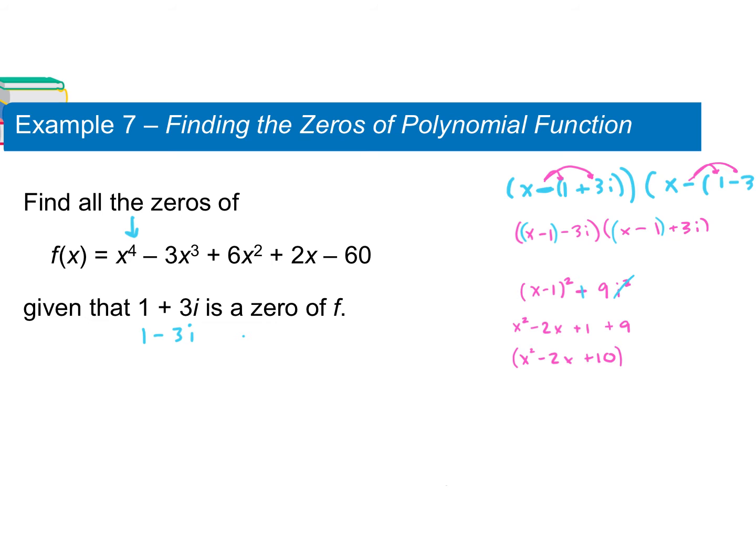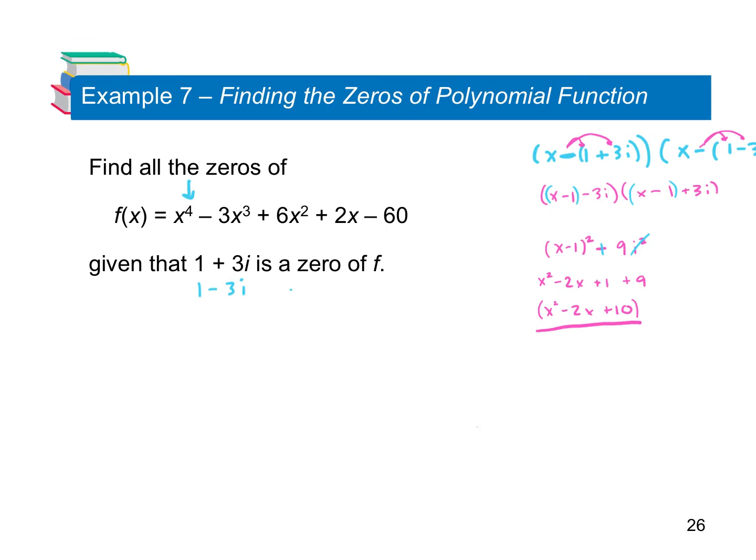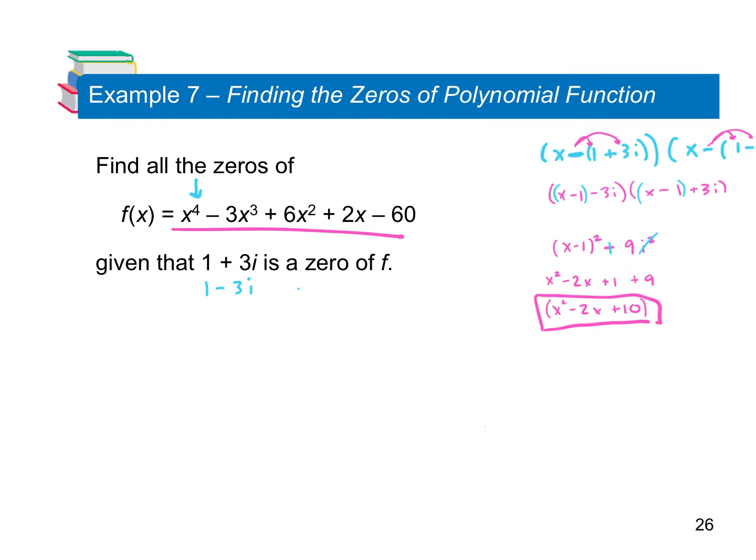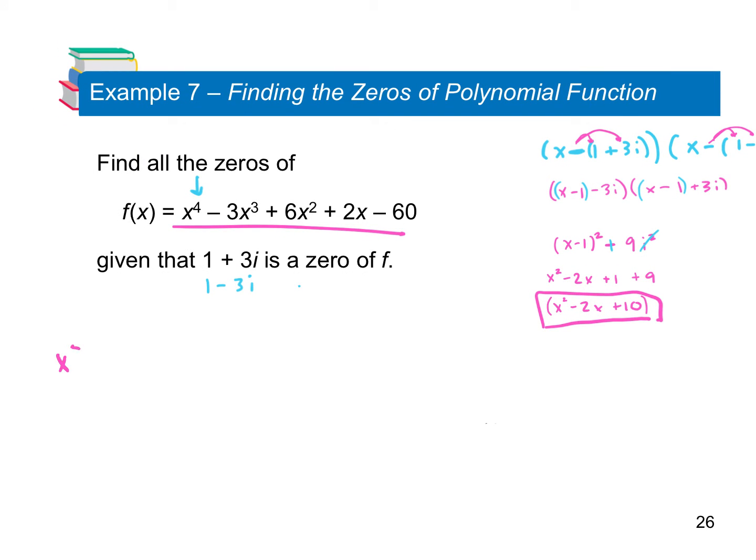Any idea what we can do to find the remaining two? We have to do long division, because we wouldn't be able to do synthetic division because this has 3 terms. What would you be dividing by? We're going to divide this into this. So on the outside we have x squared minus 2x plus 10. On the inside, x to the 4th power minus 3x cubed plus 6x squared plus 2x minus 60.